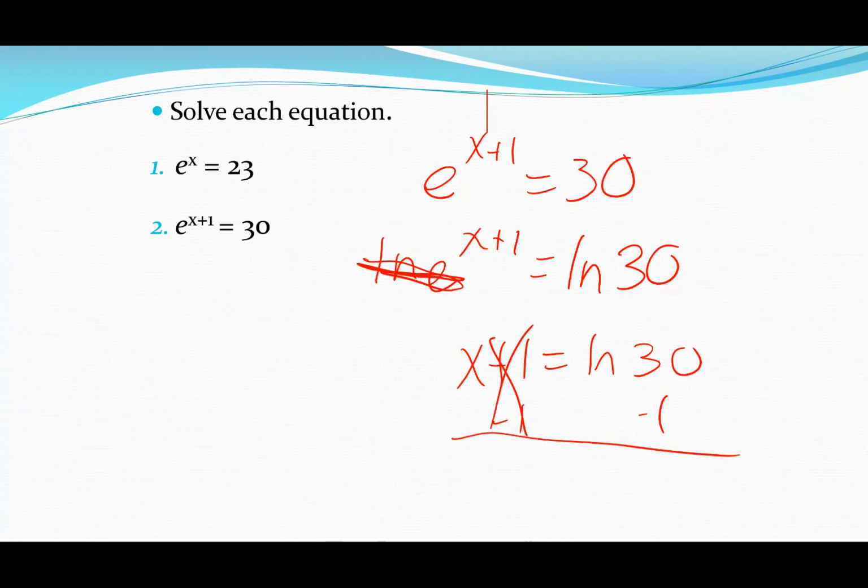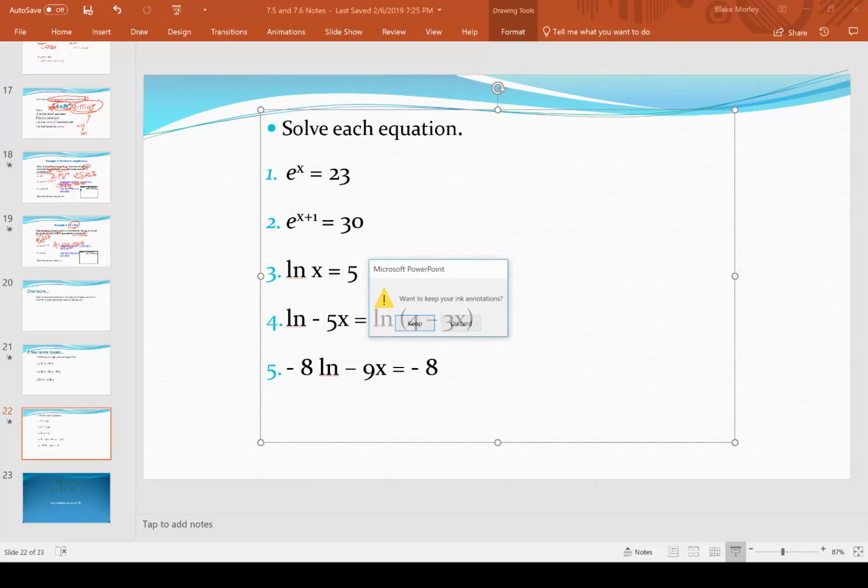Now, be careful, because I can see people doing this already. The natural log of 30 minus 1 is not the natural log of 29, okay? The natural log of 30 is some random number. Instead of converting it to a decimal yet, I'm just leaving it as that. So natural log of 30, I should really put parentheses on this so that you understand that 30 is with that natural log, minus 1. Okay, so that's going to be another number, natural log of 30 minus 1.